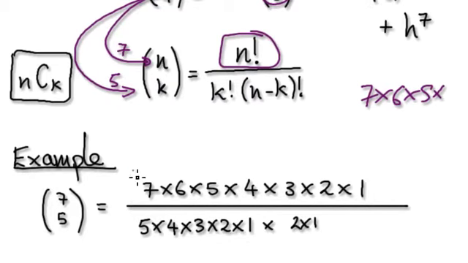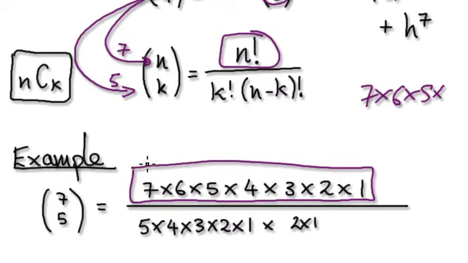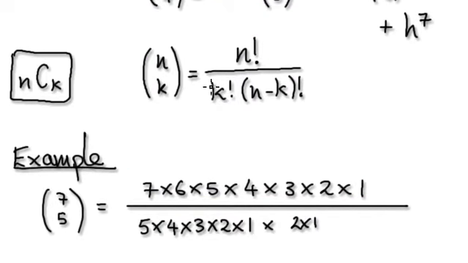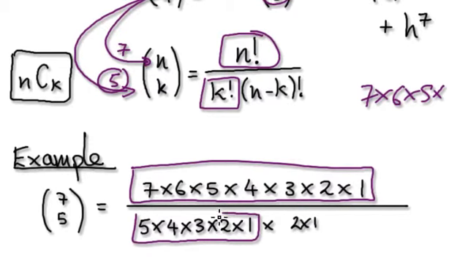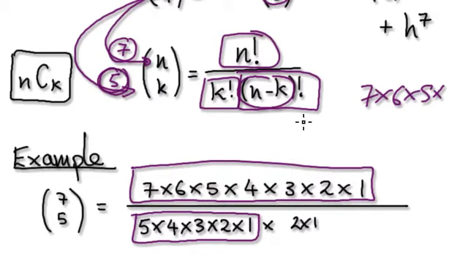Well, 7 factorial would be this thing here, okay? And then looking at this here, k factorial. Well, in our case, k is 5, so it'd be 5 times 4 times 3 times 2 times 1. And then looking at this here, you've got n take away k. Well, n take away k here would be 2, and then you've got your factorial here.